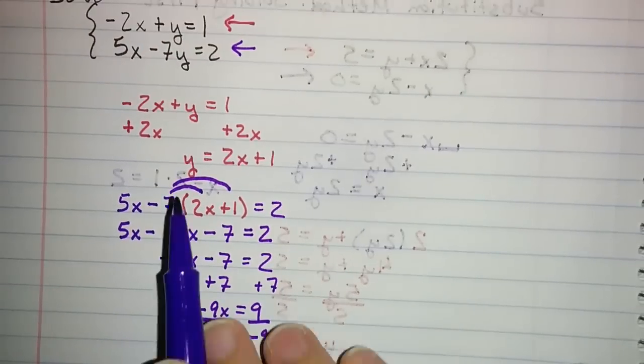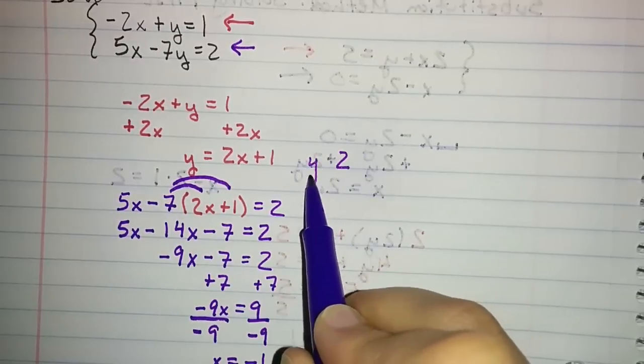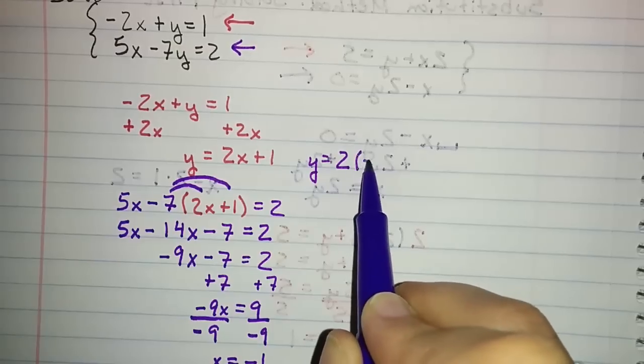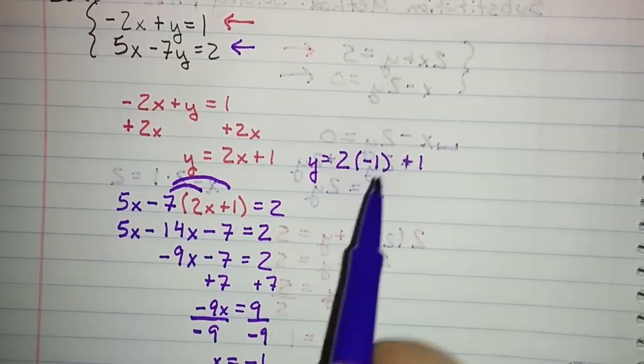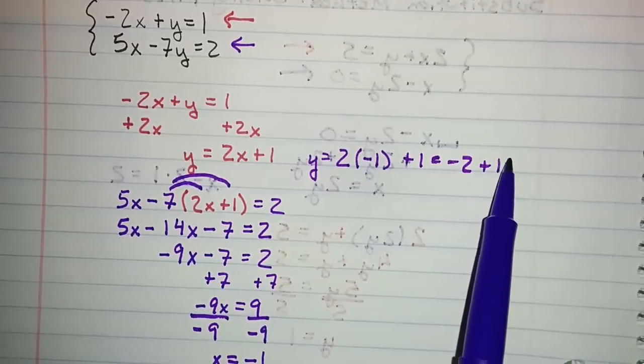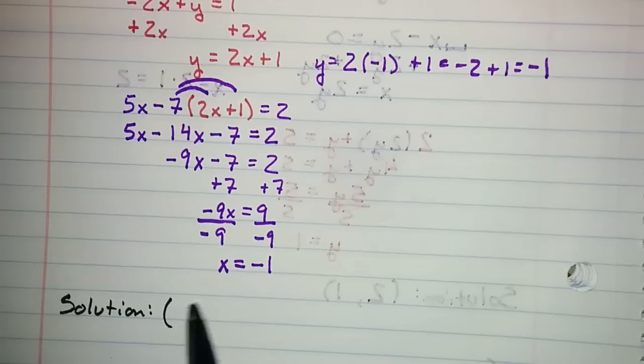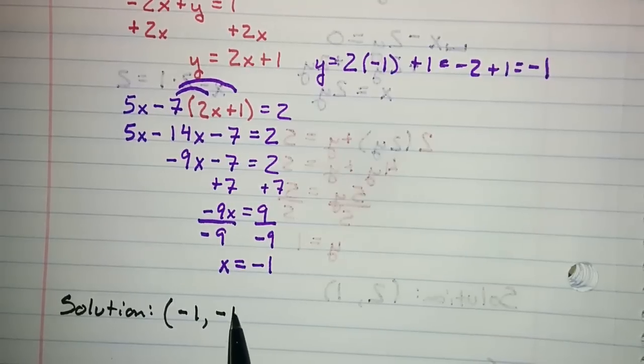How do we find y? Back up here. y equals 2 times negative 1 plus 1. So negative 2 plus 1 equals negative 1. Our solution is x equals -1, y equals -1.